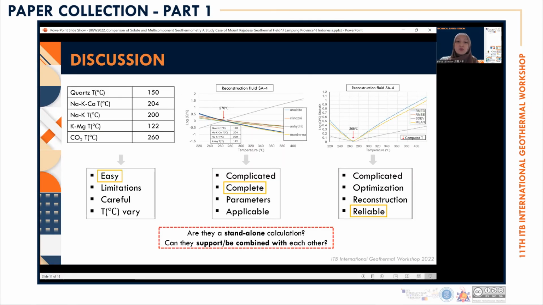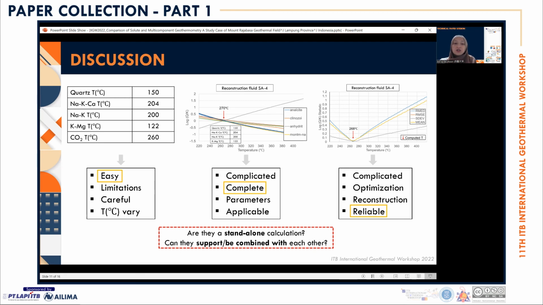So we're almost done, so bear with me a bit longer. Our task now is to discuss these two geothermometries. We know the solid one is easy, it's simple, and it doesn't take much time. Then why do we need to consider including the multi-component one? Well, although it's complicated, I'm being completely honest here, yet it's more reliable because of all the optimization processes leading to the end result. Since it also uses complete fluid analysis, we make sure that all possible parameters and processes are included in the estimations.